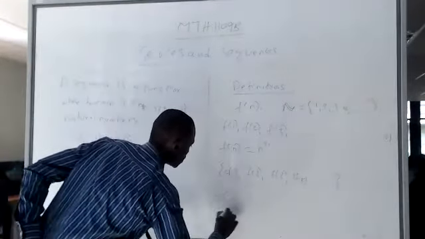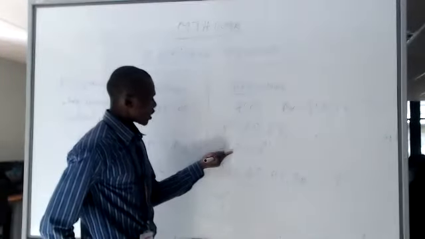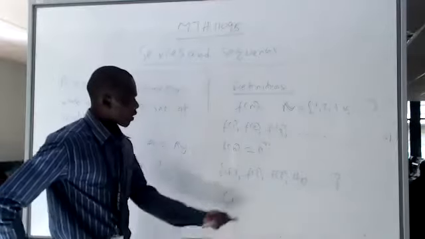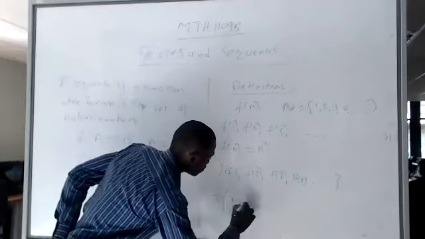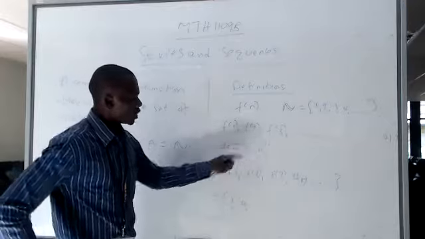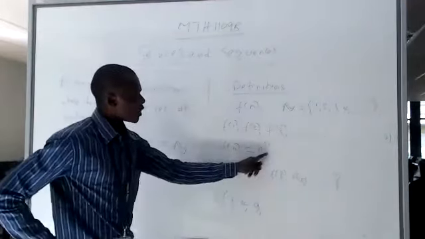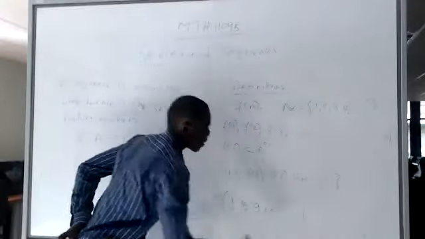And I can write this list by evaluating the values of the function at each point. So f at 1, I put 1 squared. 1 squared is just 1. F at 2, I put 2 here. So 2 squared, that gives me 4. F at 3, I put 3 here. That gives me 3 squared, which is 9. F at 4, I put 4 here, 4 squared, which is 16. And it goes on and on forever.